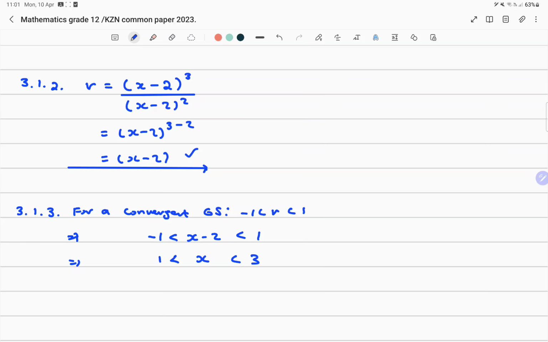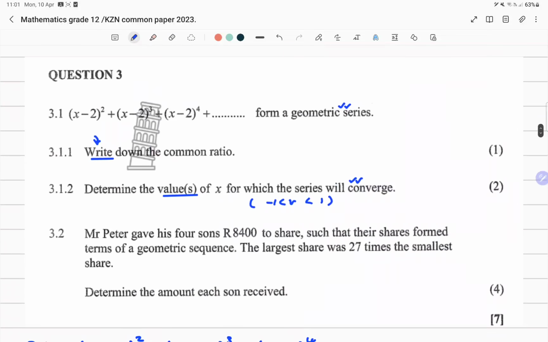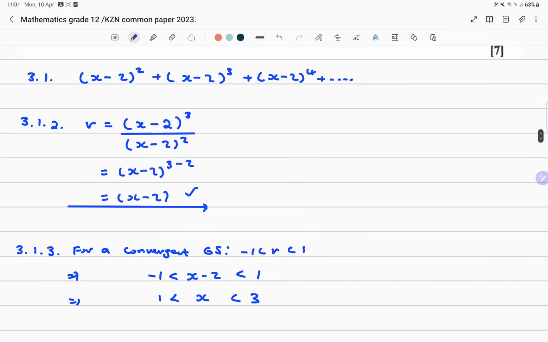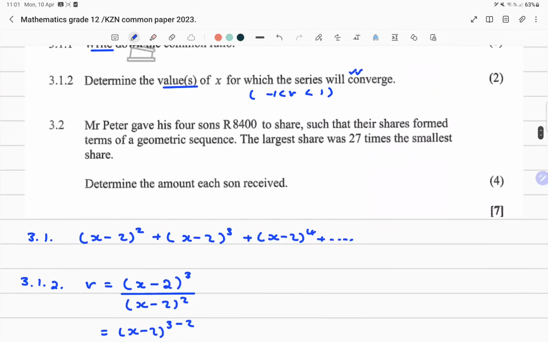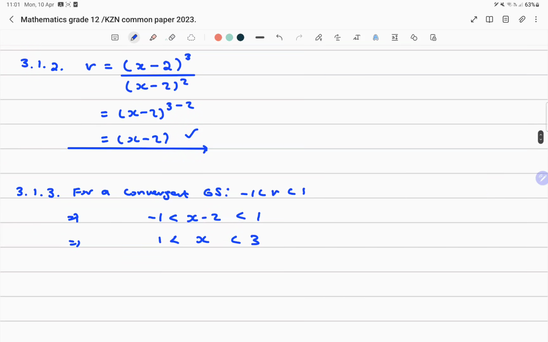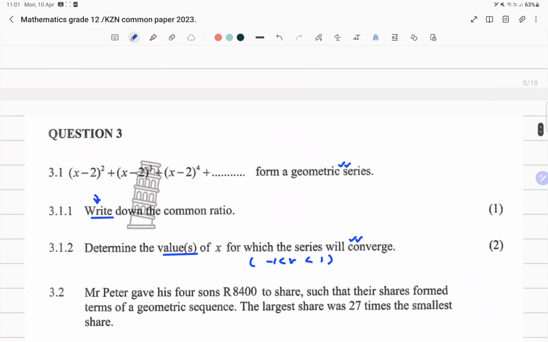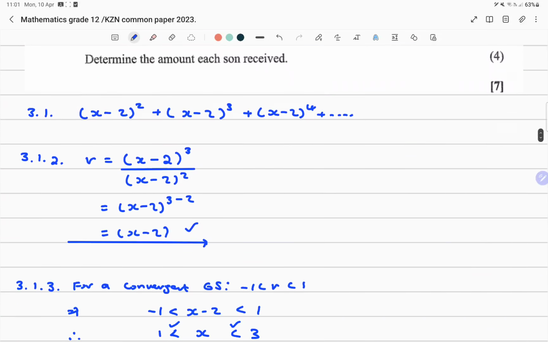Is that the final answer? Yes, because we don't have a specific answer in here. So it says determine the value or values of x. So here we can actually make a conclusion and say therefore x must be less than 3 and greater than 1. Easy. Normally you get a mark for this format. Yeah, that is the 2 marks.